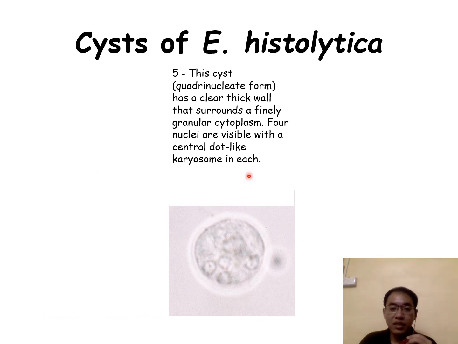Okay, this is a quadrinucleate form of the cyst. We can observe one nucleus, two nuclei, three nuclei, and four nuclei. The chromatoid bar is very thin, but we are not sure whether this is Entamoeba histolytica, dispar, or moshkovskii.